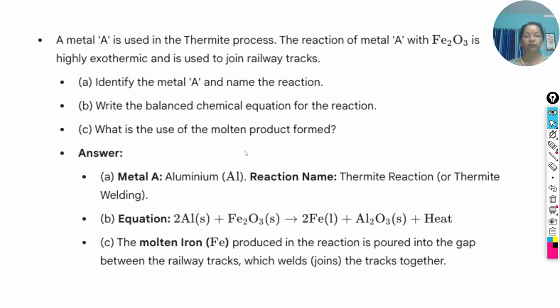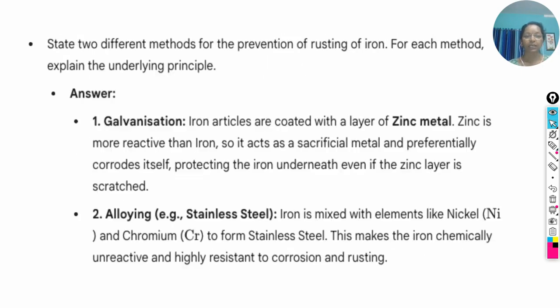Then what is the use of the molten product formed? That also we learned. Since the iron is available in the molten form, we can use it directly. The answer given here is: the molten iron produced in the reaction is poured into the gap between the railway tracks, which joins the tracks together. So that is the big advantage of that process. We are getting the iron in the molten form. So the answer is clearly given here.